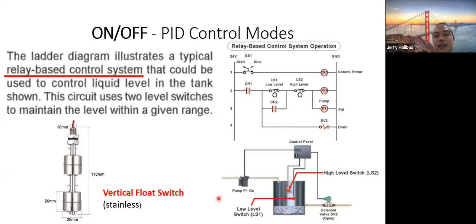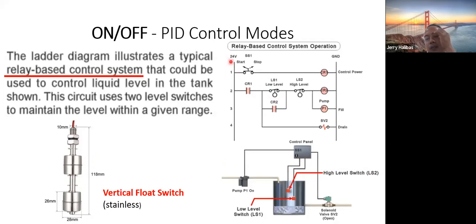You can say that this control panel is composed of relays. The relays are inside. Then perhaps these electrodes here are connected to your vertical float switch. It could be electrodes, or it could be different floats. Regardless of the actual scenario, they still have a similar ladder diagram.